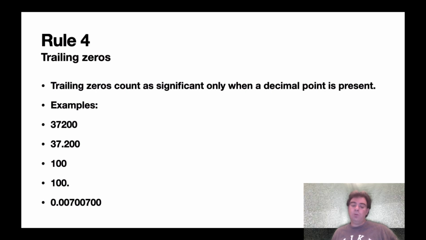And then finally we go to the last example, and we have all 4 rules at play here. So we have 0.00700700. The first 3 are leading zeros. We said they never count. The 2 zeros between the 7s are captive, they always count. And finally, the trailing zeros at the very end of the number count because there is a decimal point present. And it doesn't matter where it is, as long as it is present, these will count. So the last example has a total of 6 significant figures.